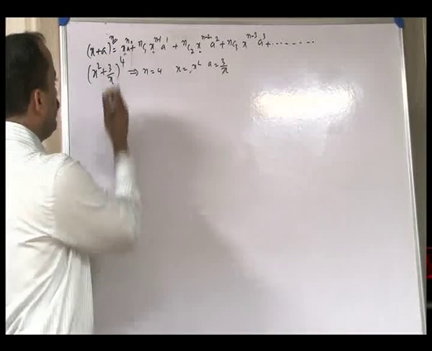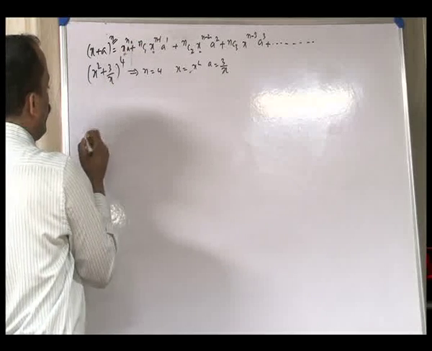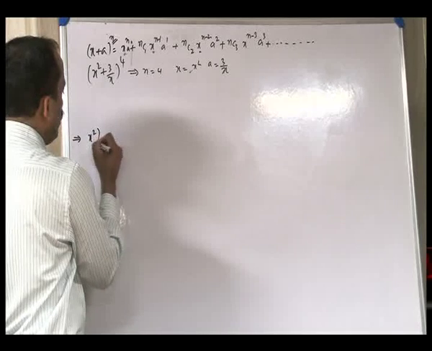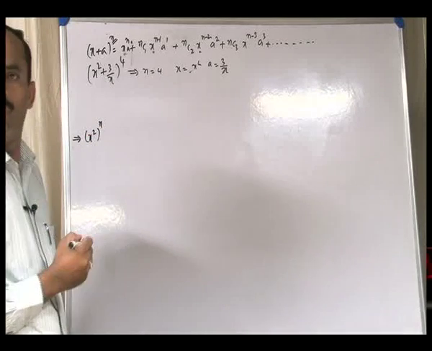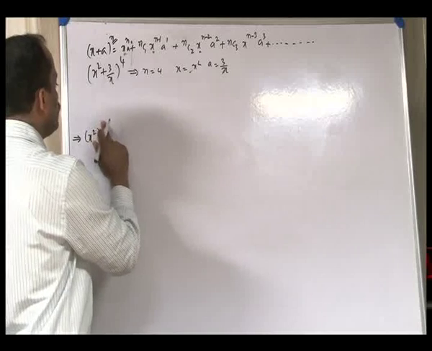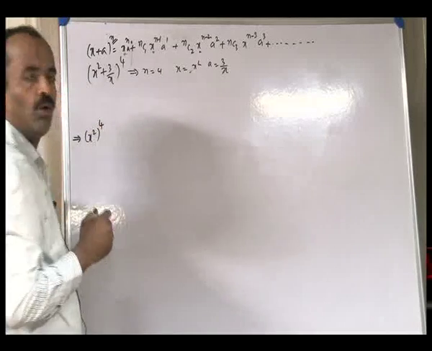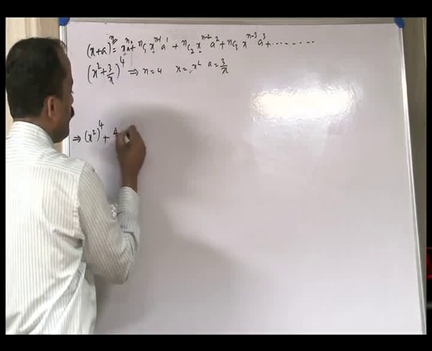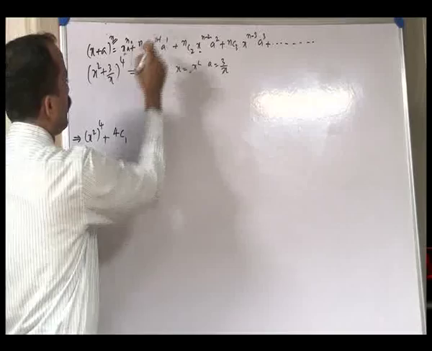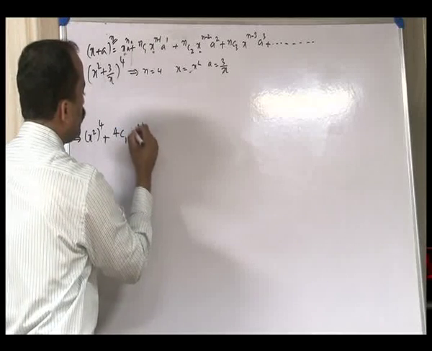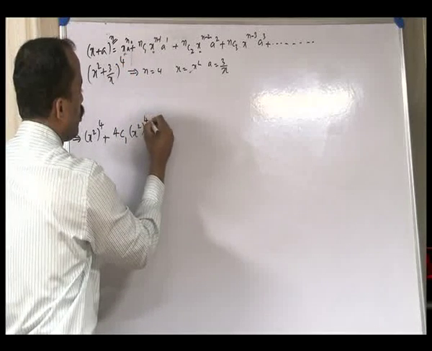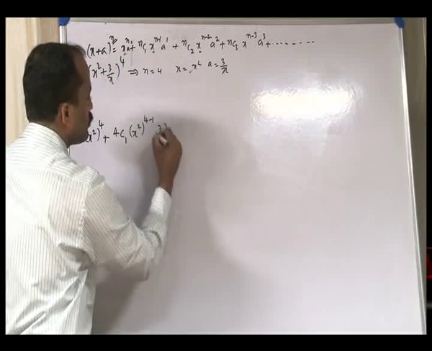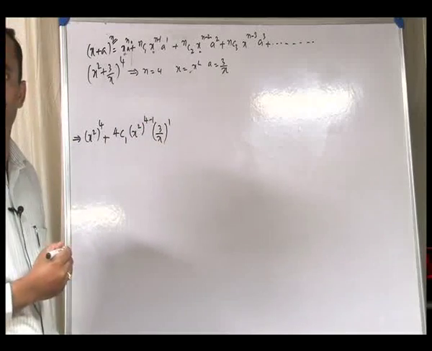You expand this. x power n means x power n, here x is x squared, so x squared to the power of n. This is the first term. n means actually what? 4. So x squared to the power of 4 plus nC1, 4C1 x to the power of n minus 1. So x squared to the power of n is 4 minus 1, into a power 1. What is a? 3 by x to the power of 1. This is the second term.